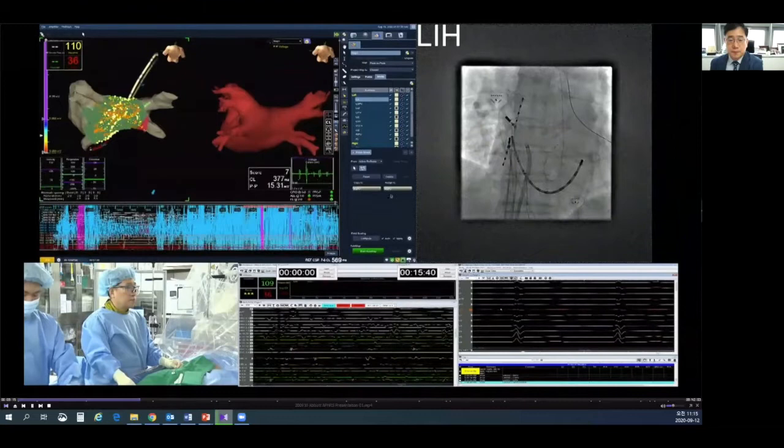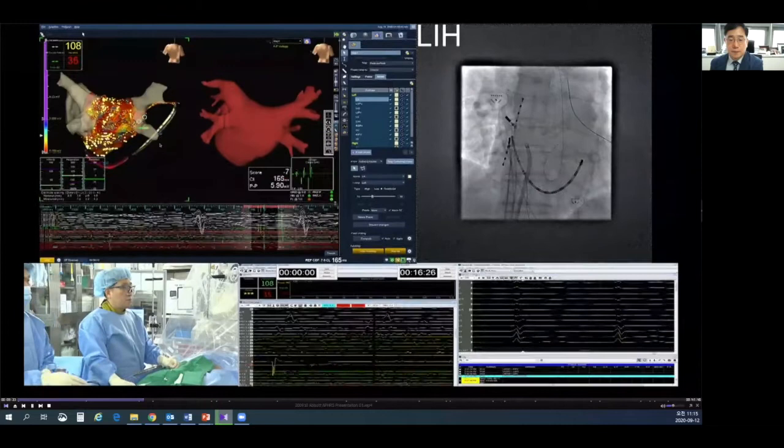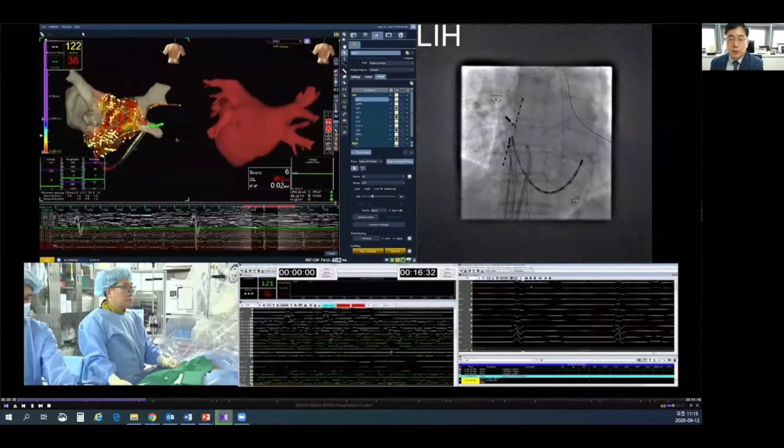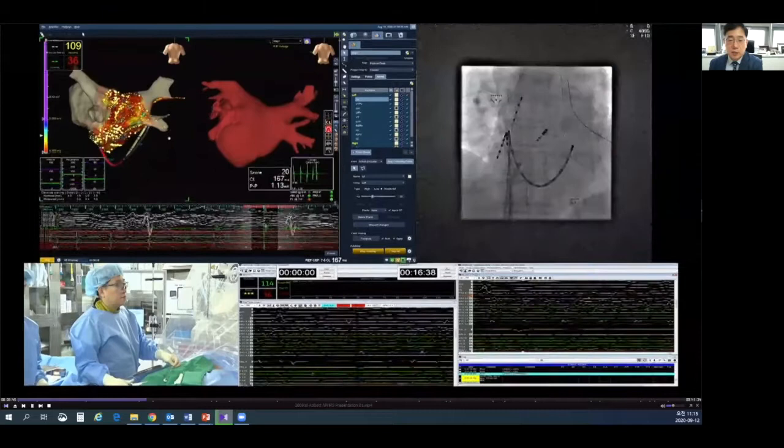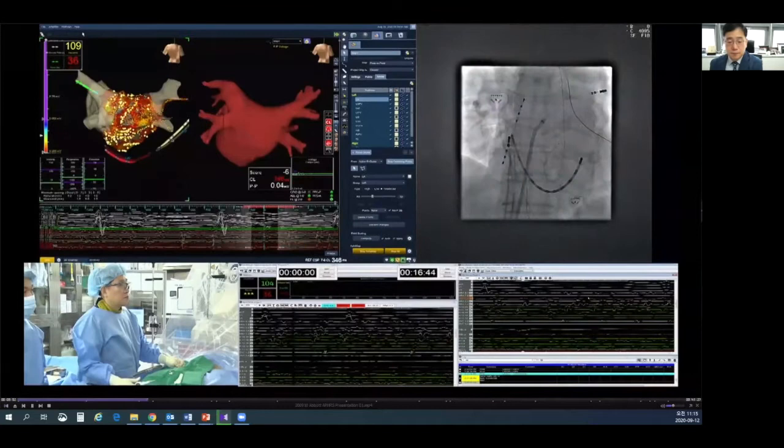Pivotal branch, stop. Yeah. So better the geometry and better CT merging. Upper branch. The secondary branch location is sometimes very helpful. Pivotal branch, stop.